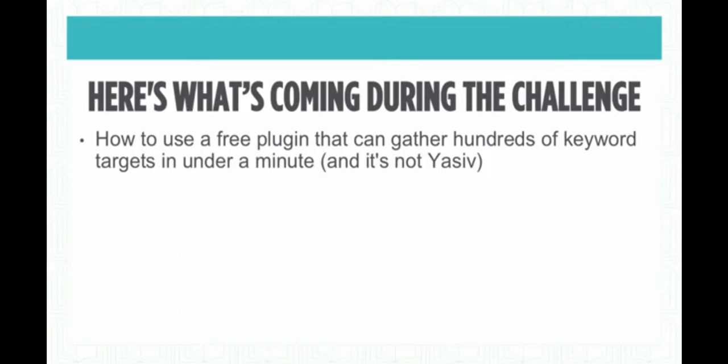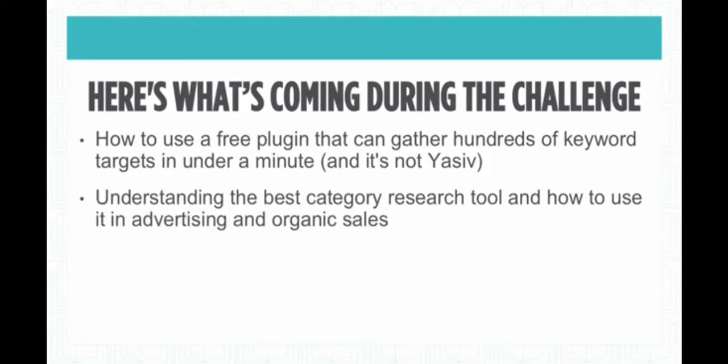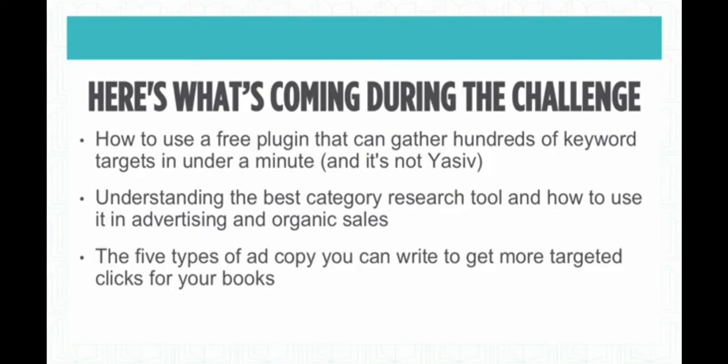Folks who've watched the challenge before know that I talk about a website called Yasiv, which is currently not working. So we have an alternative for you, and we're going to share that later on in the challenge. You're also going to understand the best category research tool, how to use it in advertising and organic sales, and I will be teaching you the 5 types of ad copy you can write to get more targeted clicks for your books. We have not talked much about ad copy since way back in the September challenge, and we only talked about it once. We're going to talk about ad copy every single video in the challenge. And of course, much, much more.